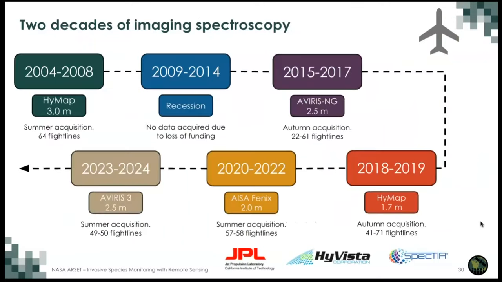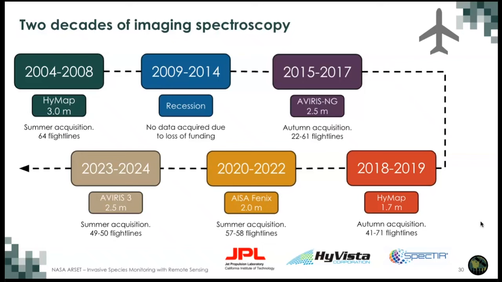So through funding from the state of California, the Department of Boating and Waterways, and the California Department of Water Resources, airborne imaging spectroscopy has been acquired over this site for the purpose of mapping both these floating and these submerged aquatic plant species dating back to 2004. And over time, there have been a number of different sensors at slightly different resolutions. From 2004 to 2008, the HyMap imager flown by the HyVista Corporation was flown at a 3 meter pixel resolution over the course of the summer.